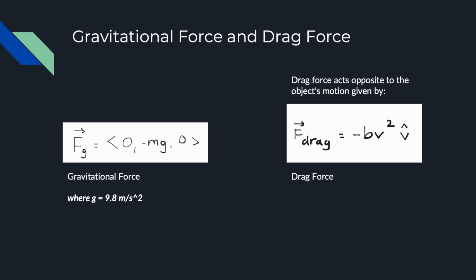Starting off with gravitational force, the force of gravity is equal to 0, negative mg, 0, where g is equal to 9.8 meters per second squared. We also have drag force, which acts opposite to the object's motion, given by F drag is equal to negative b times v squared times v hat.